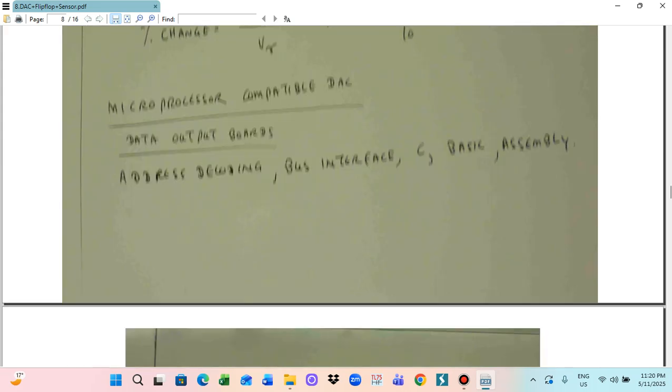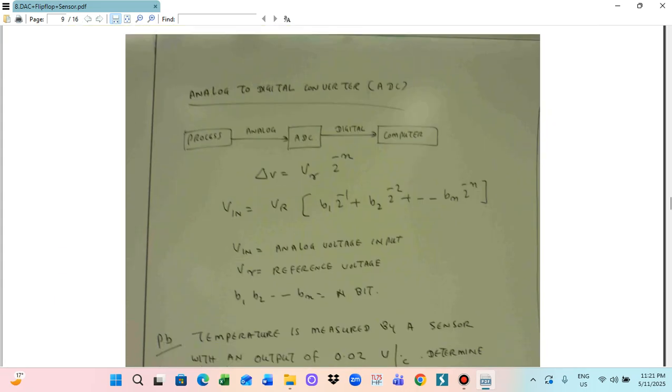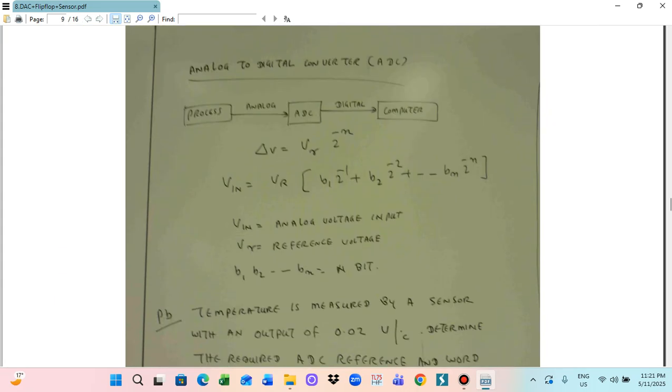Beyond calculation, the next one is a microprocessor compatible digital to analog converter data output port. In this case, the data output will include the address device, the address bus, the bus interface, and the basic assembly. So this is for the analog to digital converter. It will process the incoming analog signal, pass it through the analog to digital converter, and the digital output comes out.